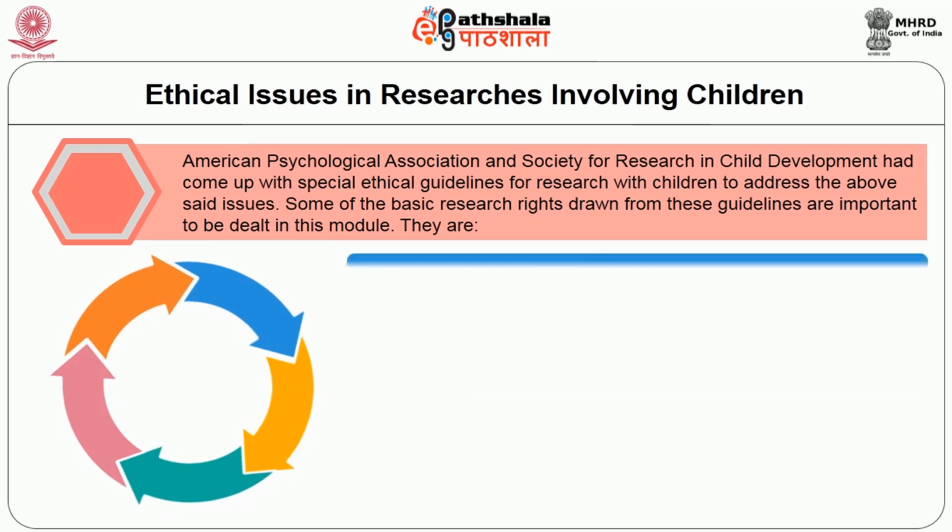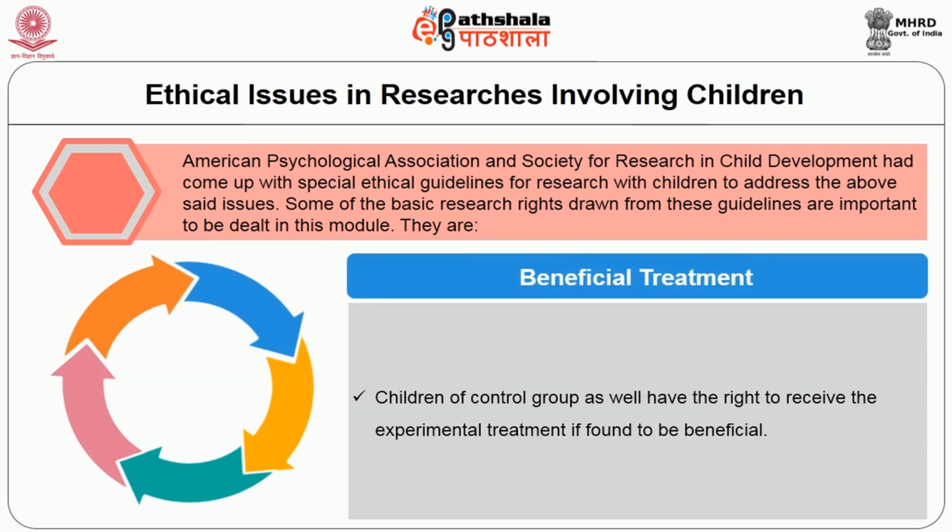The fifth is beneficial treatment. Children of the control group as well have the right to receive the experimental treatment if found to be beneficial. Hence, the researcher's first and foremost responsibility is to foresee the potential risk that the children would encounter as an effect of the study conducted on them. Then follows the efforts to minimize those risks. The major responsibility is to make sure that the benefits of research outweigh the potential hazards.